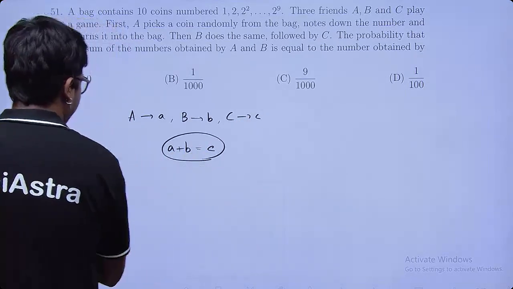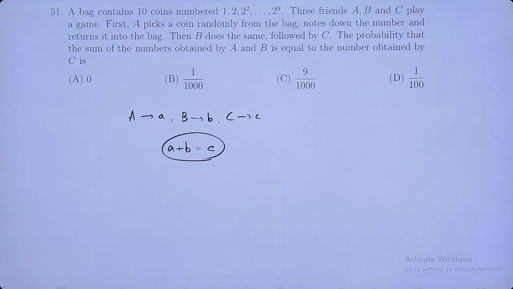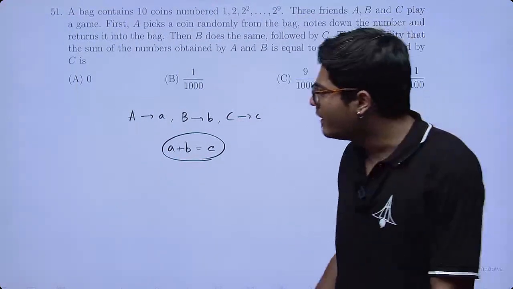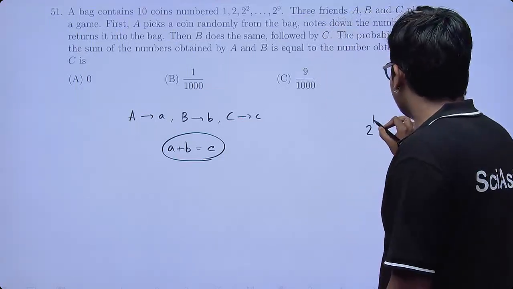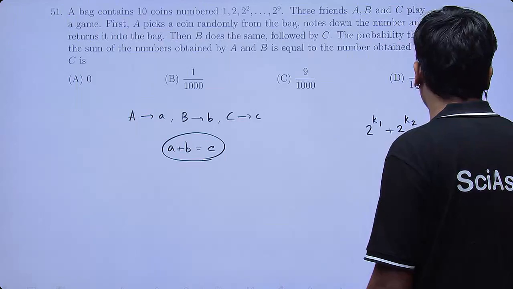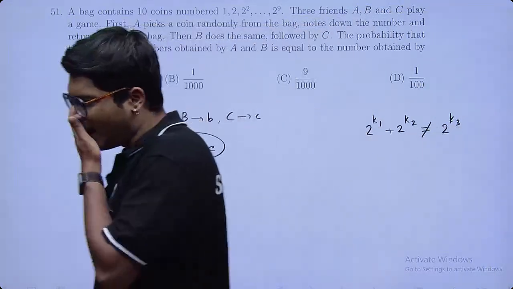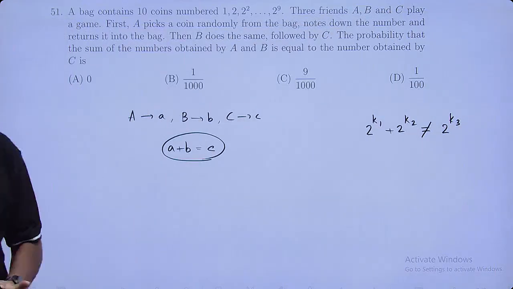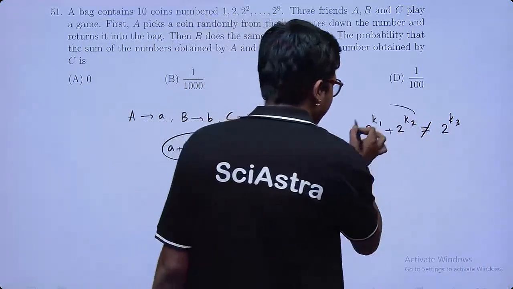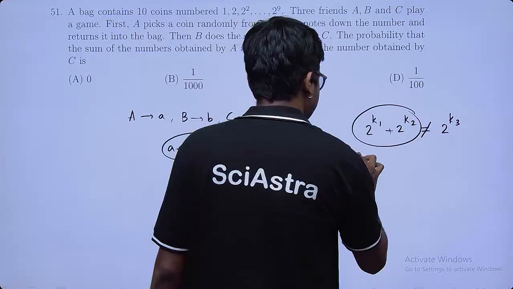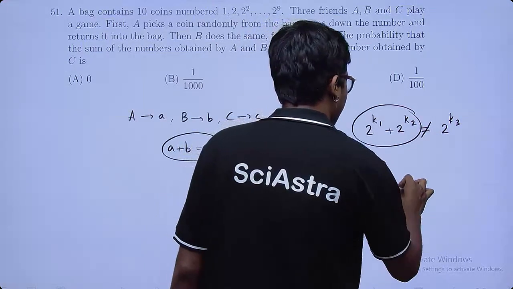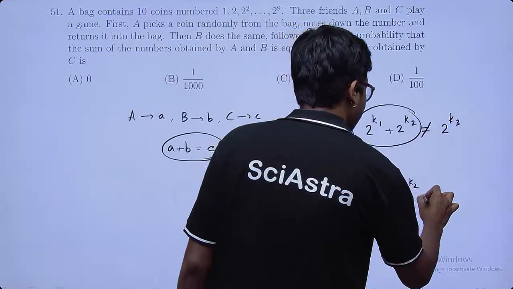But you have to keep this in mind that these are all powers of 2, right? Every number that you're drawing is some power of 2, starting from 2⁰ all the way till 2⁹. Now it's very easy to show that 2^k1 + 2^k2 cannot be equal to another power of 2, if you're adding two different powers of 2. Why? Because assume that k1 is greater than k2, which means if you take 2^k2 common from here, you get 2^k2 times (2^(k1-k2) + 1).